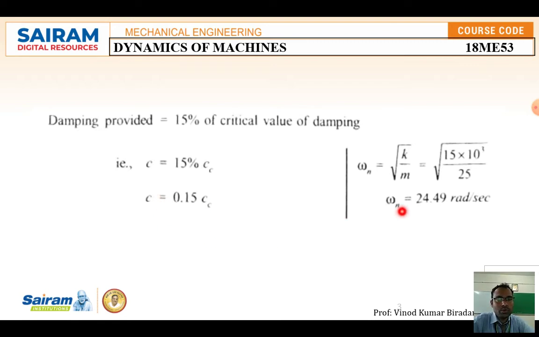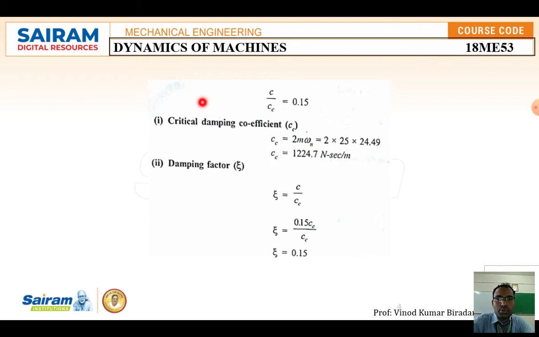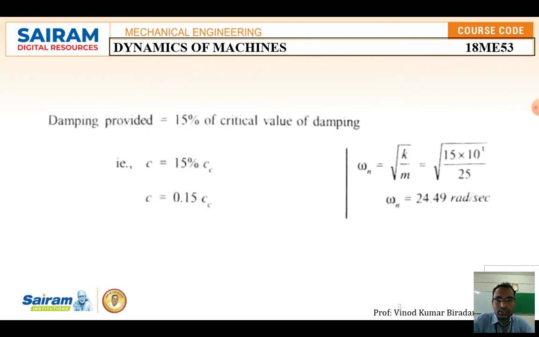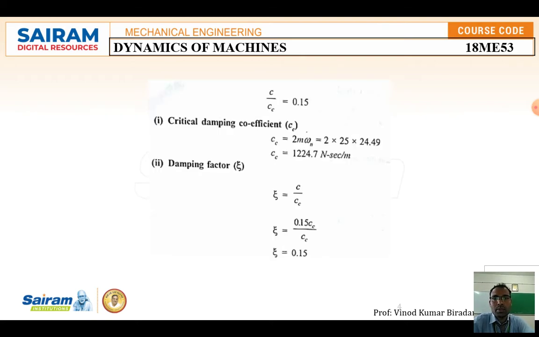So now we have calculated C and omega n. We know that C by Cc is equal to 0.15. Wherever C by Cc appears, you have to substitute 0.15 from this. So C by Cc is equal to 0.15. Now go for calculating each quantity individually. We have the formula: the critical damping coefficient Cc is equal to 2 m omega n.